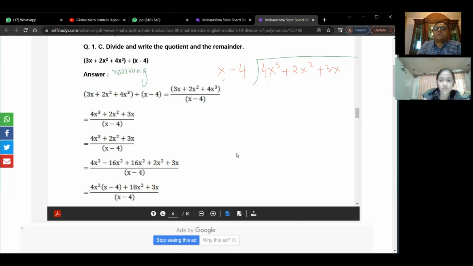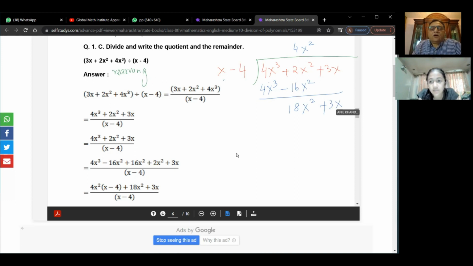Now tell me, how many times will x go into 4x cubed? 4 ones are 4. And then x squared, right? To get the cube. So now when you multiply, you get 4x cubed minus 16x squared, correct? And now we take away. So when you take away, 2x squared minus minus 16x squared will give you 18x squared, correct? Bring down 3x.